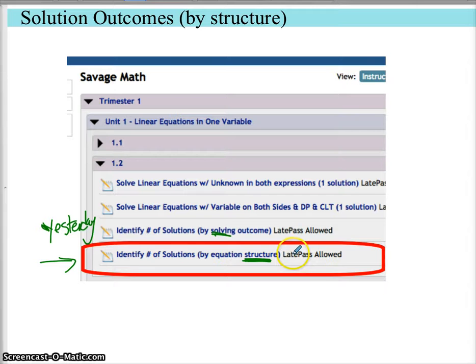Tomorrow we are going to take a quiz on how we're doing on the number of solutions as well as solving with variables on both sides. So if you want to go back and practice what we did on Monday and Tuesday after these two are done, you can to prepare for it.